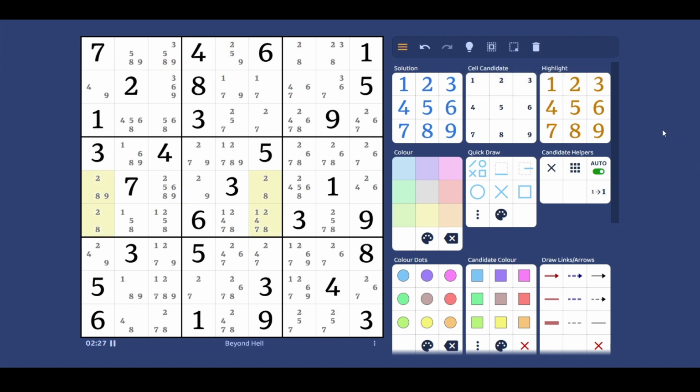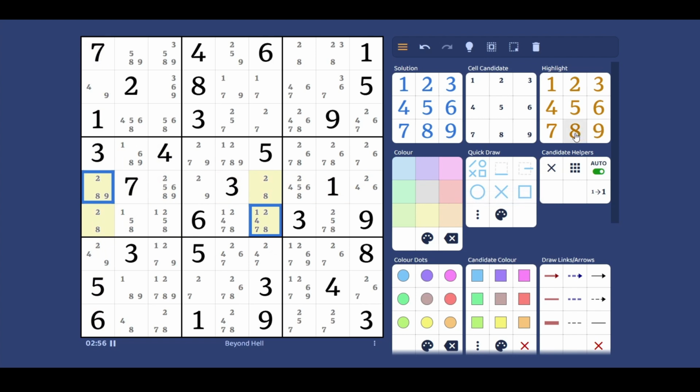So here is a very similar technique. This is a type 5 or 6, depending on who you ask, unique rectangle. And here we will have our two bi-value cells diagonal to each other, but one of the candidates is restricted in both of the lines. So here we could see we have 2 and 8, and these are diagonal to each other, and then we have these two cells with extra candidates.